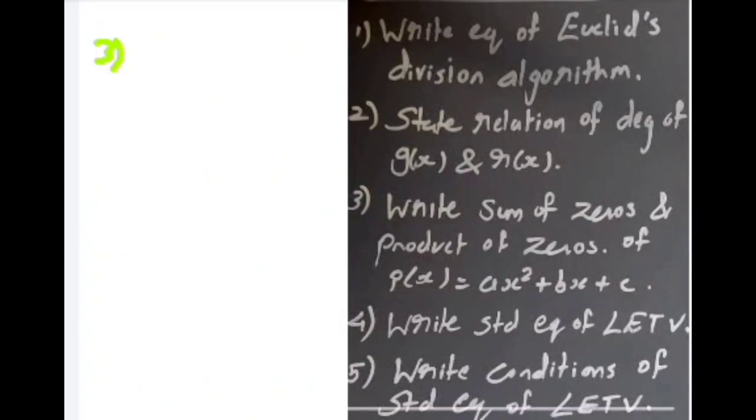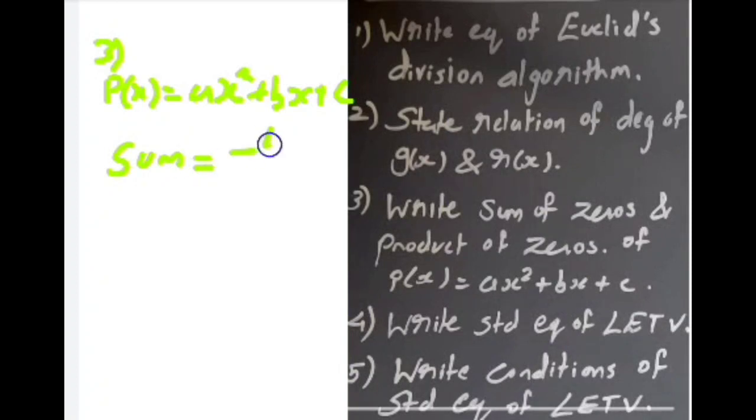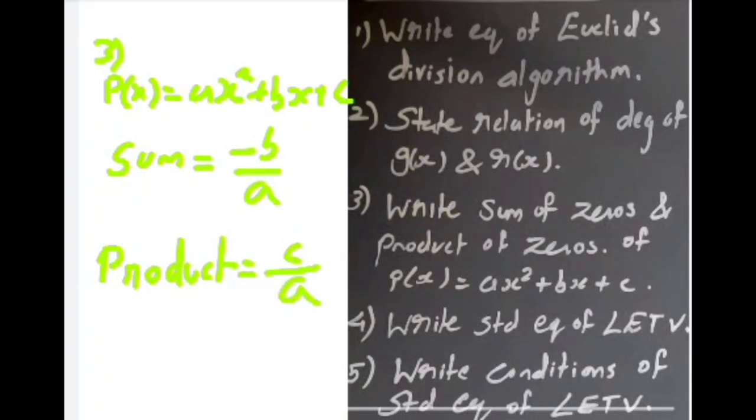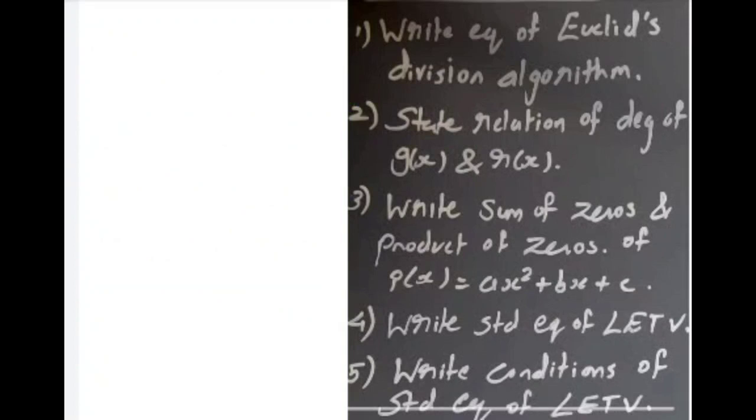And third is write sum of zeros and product of zeros for p of x, that is equal to ax square plus bx plus c. So sum of zeros क्या होगा? Minus b by a, and product of zeros that will be c upon a. Okay, let's see the fourth one.